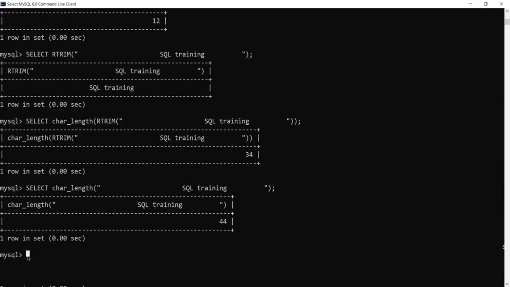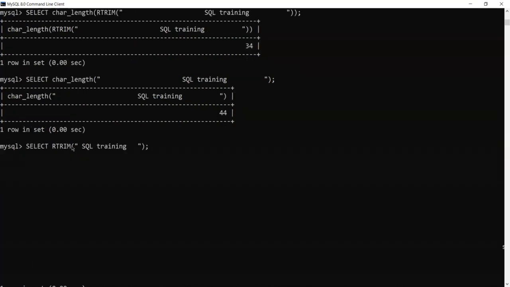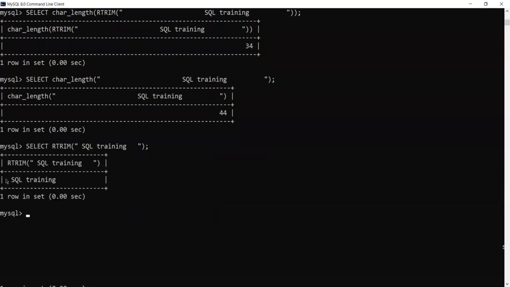Now, how do we understand that only right side spaces were removed? So we will give something which is easy for us to understand. We'll give only two spaces after SQL training, 1, 2, and before that we will give just one space. We have one space here and three spaces here. See, 1, 2, 3. We have three spaces after SQL training and just one space before SQL training. Now this will give me something like this.